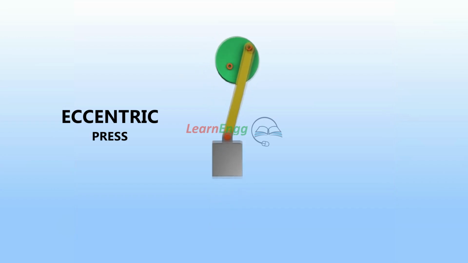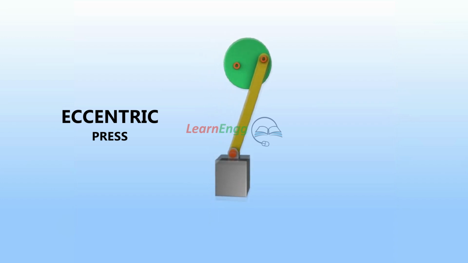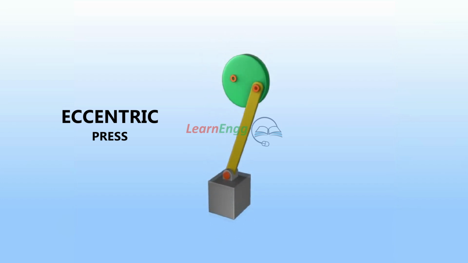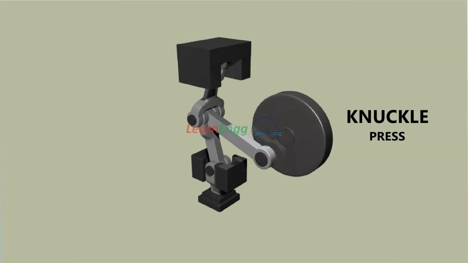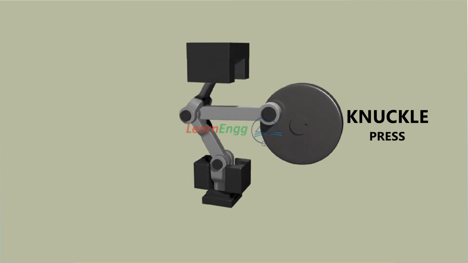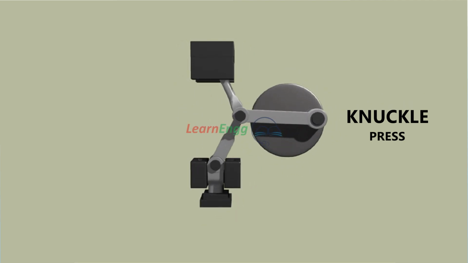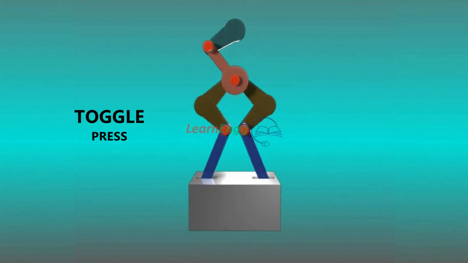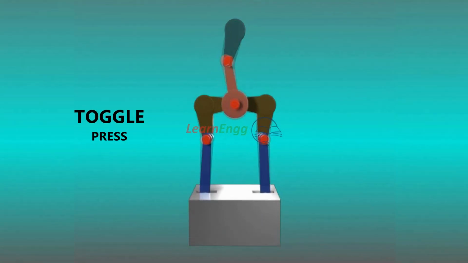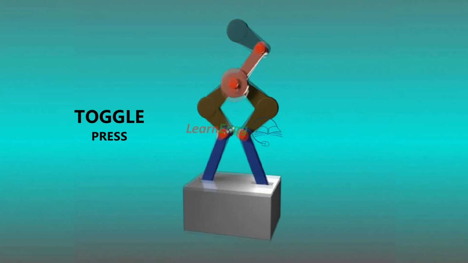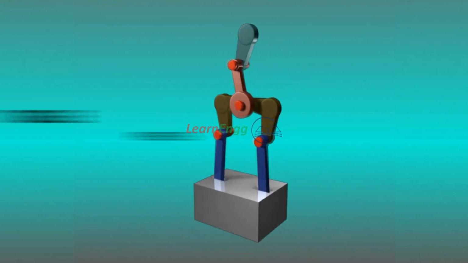Eccentric press. An eccentrically mounted connecting rod converts flywheel rotation into the ram's up and down motion. Knuckle press. A knuckle joint mechanism drives the ram to produce high pressing force near the end of the stroke. Toggle press. A toggle mechanism operates the ram and is commonly used in double and triple action presses.